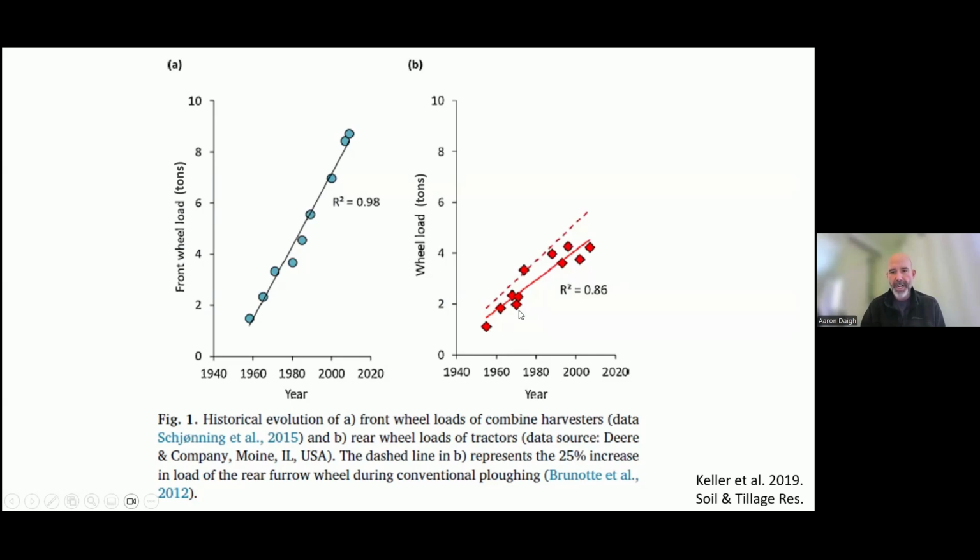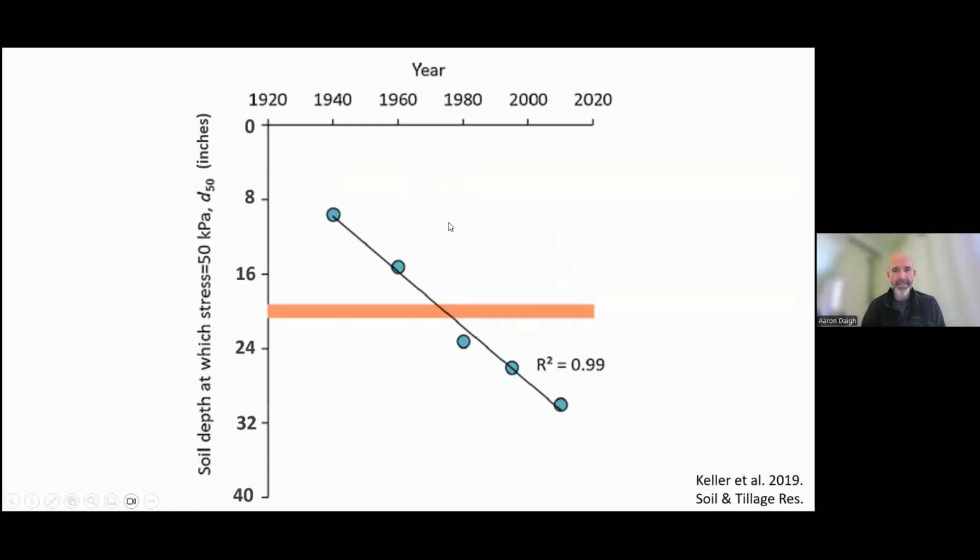You look over here on tractors, whether without or with pulling an implement, they've gone up 3 times as much as what they were in the past. So equipment's gotten larger, axle loads and wheel loads have gone up. And as one might expect, you look over the same time period here, and we look at some metrics for soil depths at which stress reaches the level where we can start expecting some compaction to occur in a lot of soils.